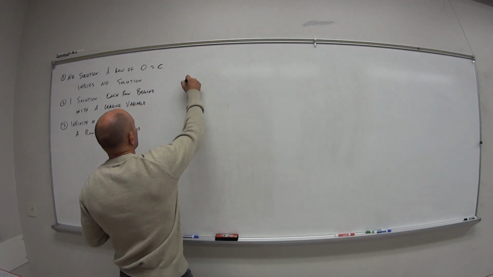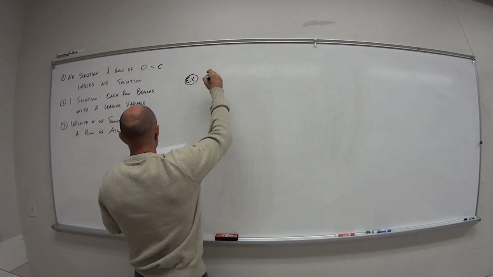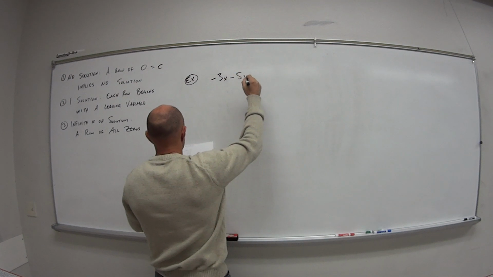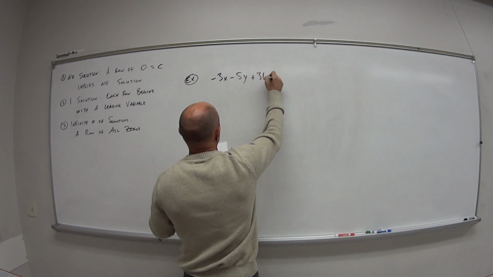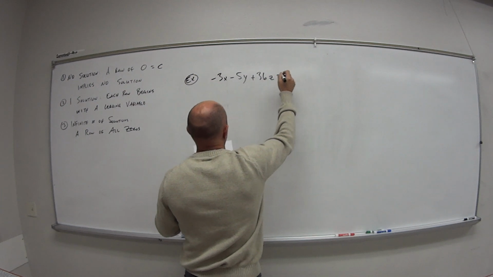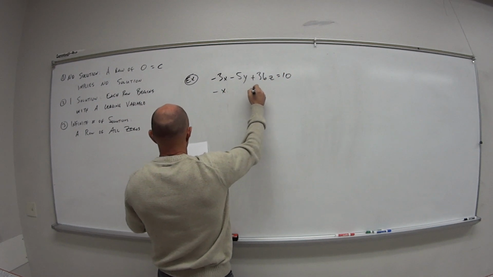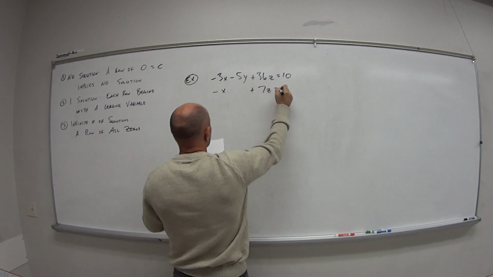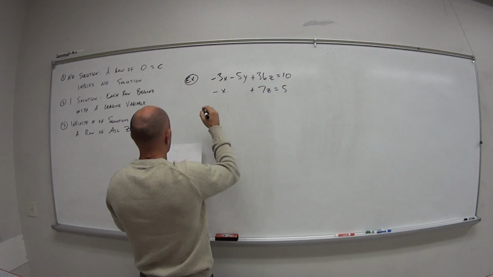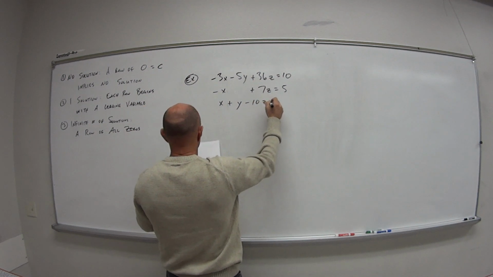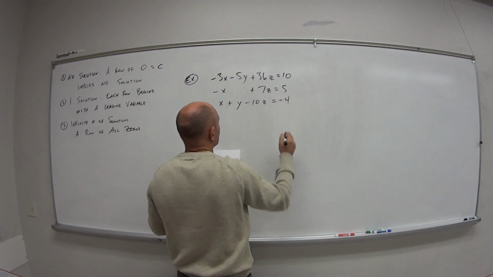All right, how about this example? We have negative 3x minus 5y plus 36z equals 10. Negative x plus 7z is equal to 5. And x plus y minus 10z equals negative 4.